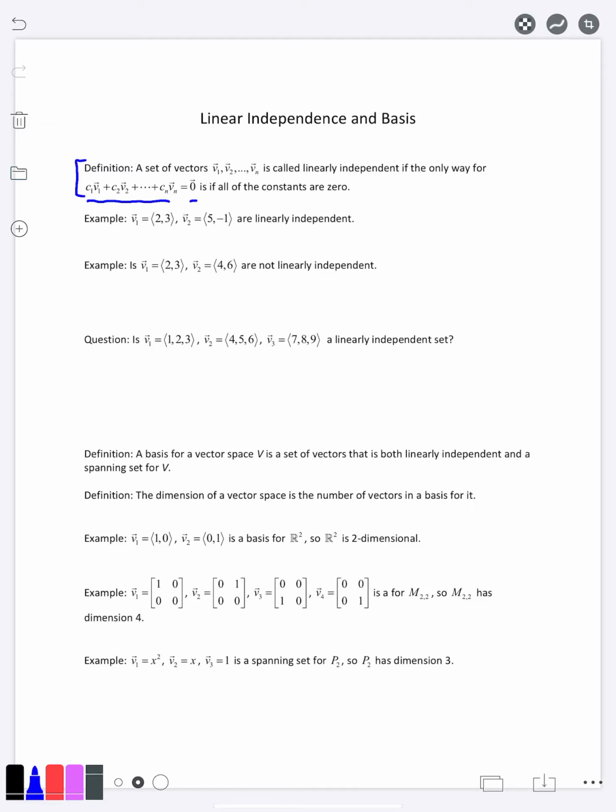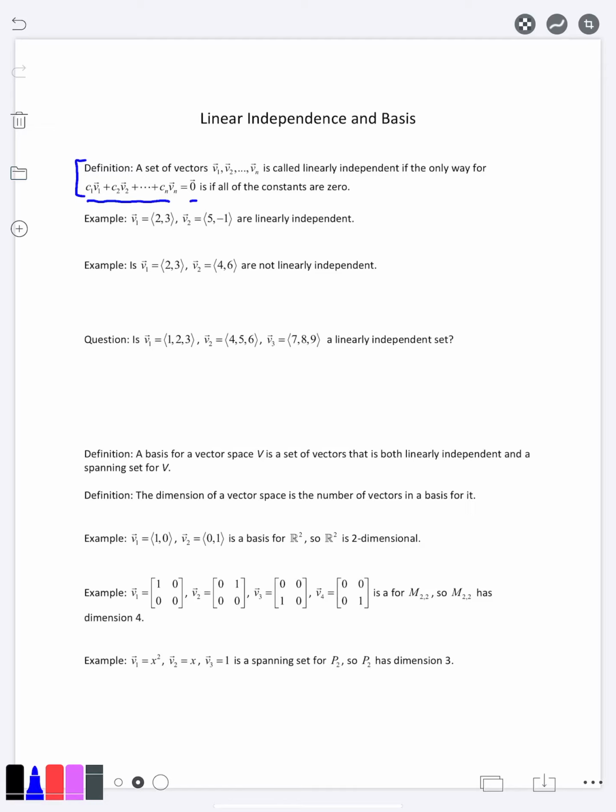So again, the idea is you can take these vectors and combine them with different constants, and then you ask yourself, okay, how could I get zero as the answer of this? If the only way to get zero as the answer is if all the constants are zero, then they're called linearly independent. And if there's any way to get zero where the constants are not all zero, then they'd be not linearly independent, or sometimes we would call that linearly dependent.